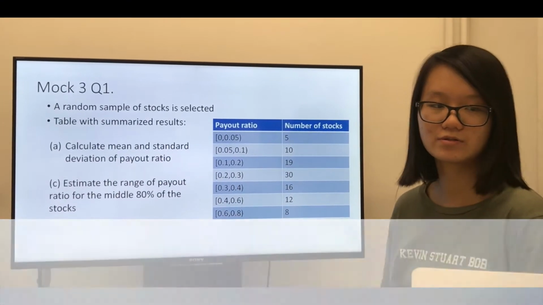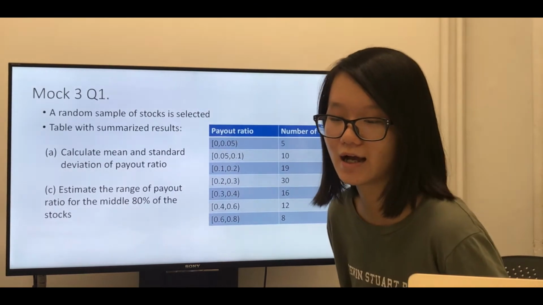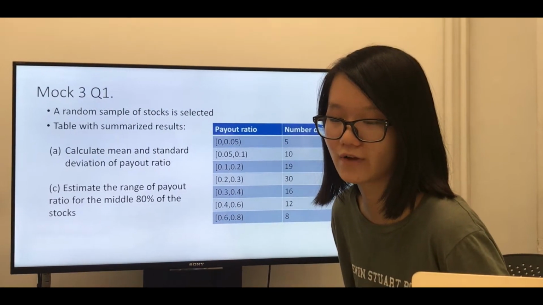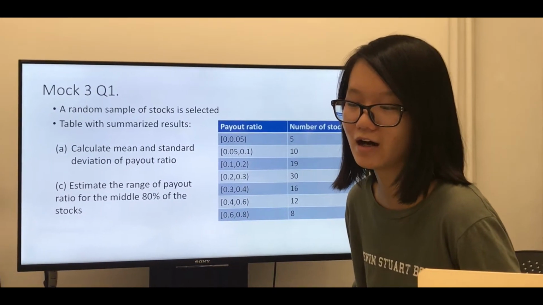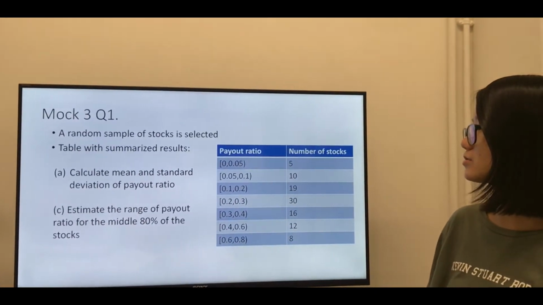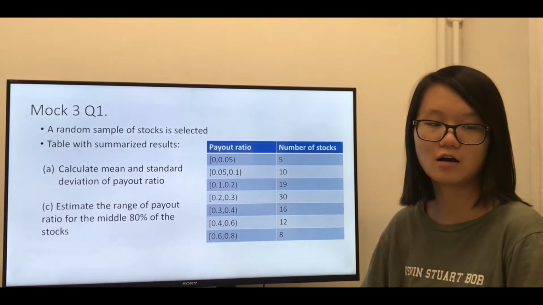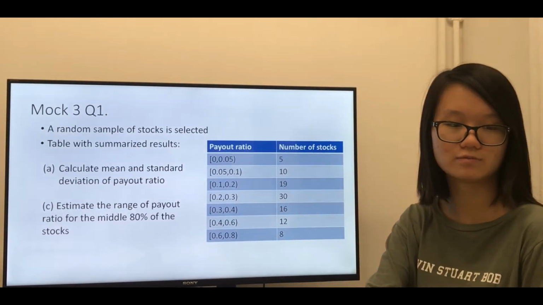And I'm going to introduce AMA1501, where the question is the analysis of an investment company of the payout ratio. And I'm going to do Q1A, which is to calculate the mean and the SD of the payout ratio.